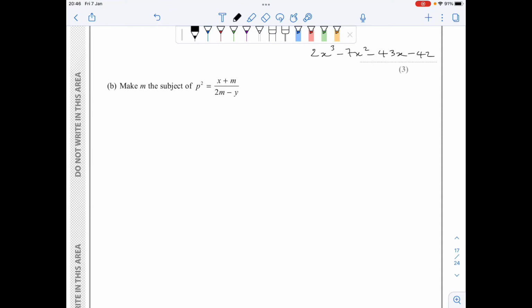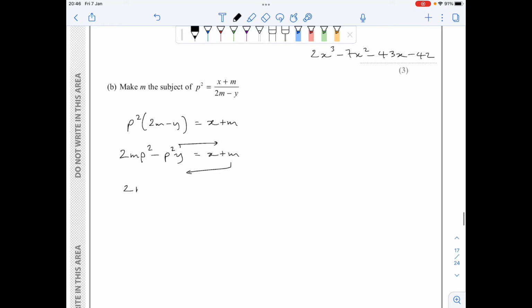I will start part B by cross multiplying. So p squared times 2m minus y equals x plus m. I will then expand the left hand side to 2mp squared minus p squared y equals x plus m. Then I'm going to collect all the m terms on the left and everything else on the right. So 2mp squared minus m is equal to x plus p squared y.